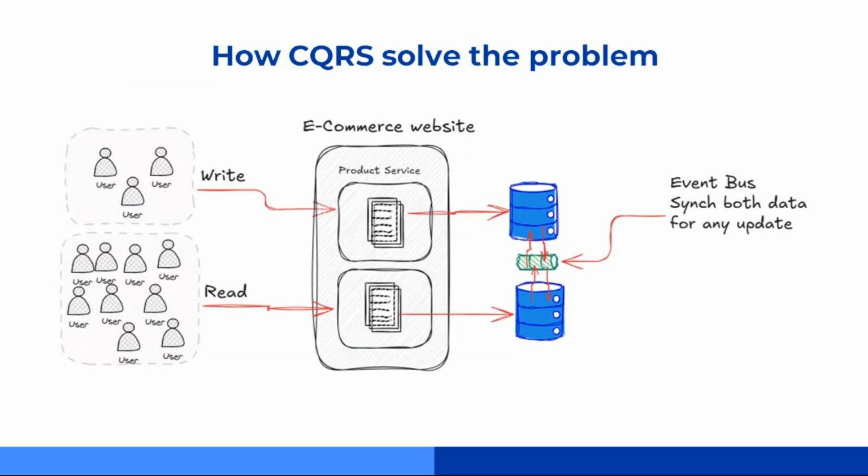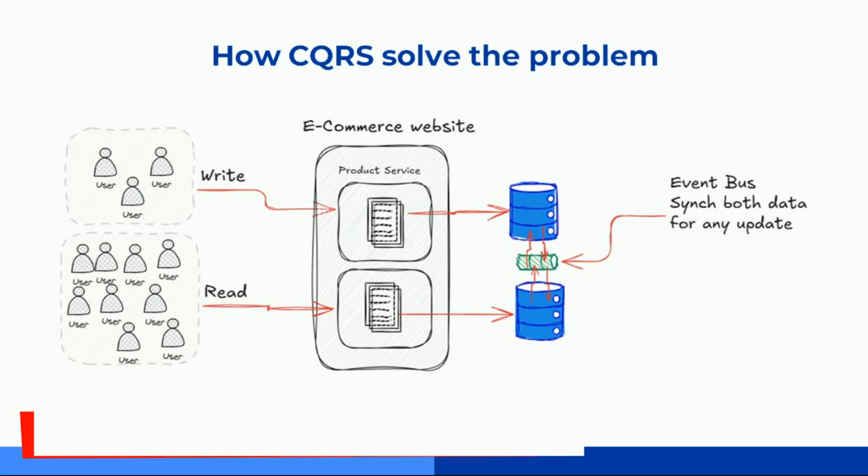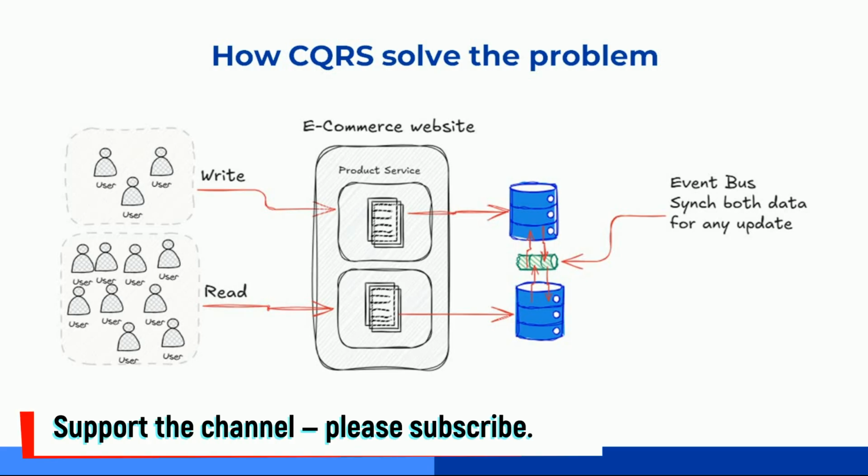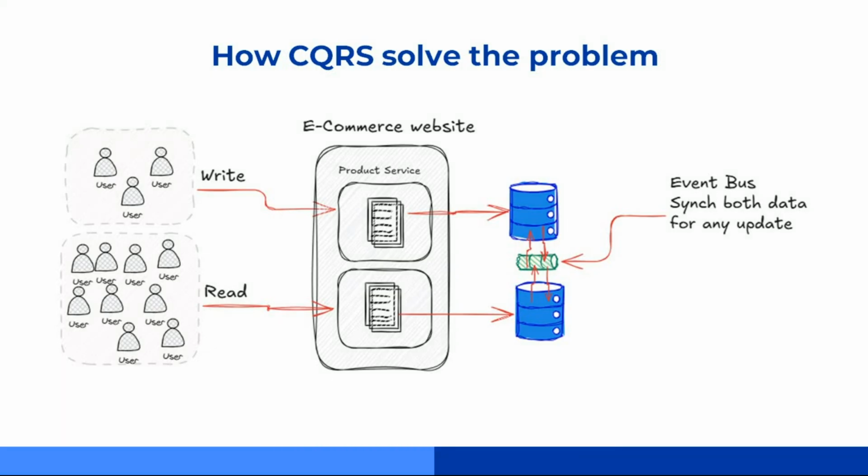Now, let's see how we can solve this problem using the CQRS design pattern, which stands for Command Query Responsibility Segregation. Take a look at this diagram. We made an important change inside our product service. Instead of one big block of logic handling everything, we'll split it into two clear parts.